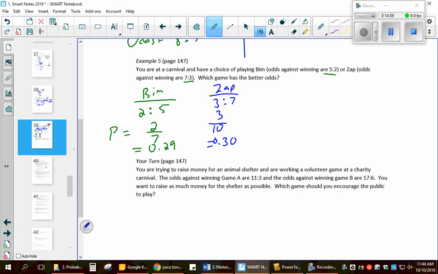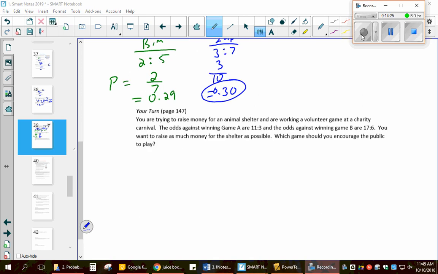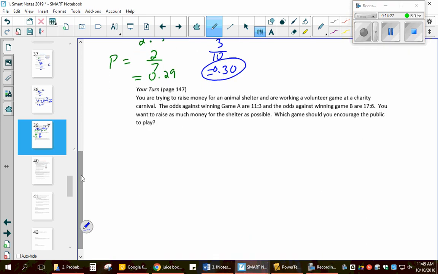Okay, so now it's a lot easier to see, right? They were very close. This would be hard to do if we just had them written as odds. But now that we've actually figured it out as a decimal, it's clear that Zap had the better odds. Okay, so last one. Let's let you guys try.